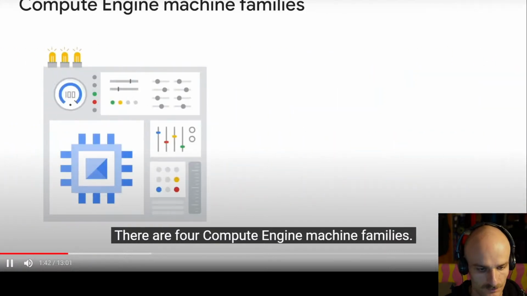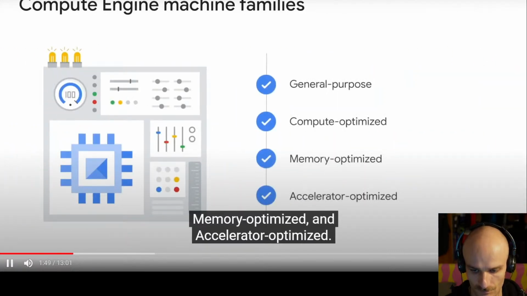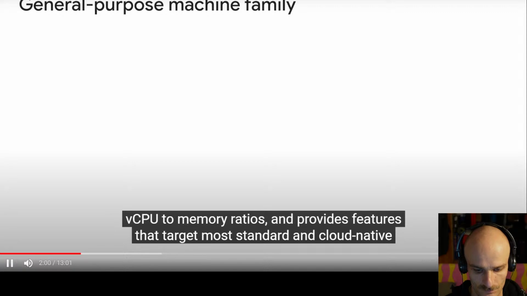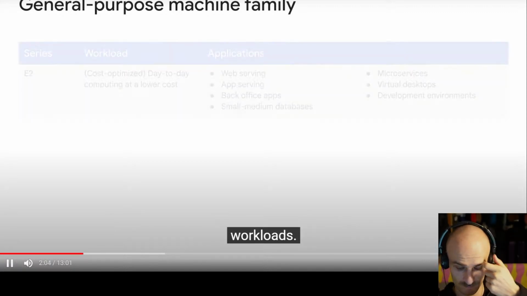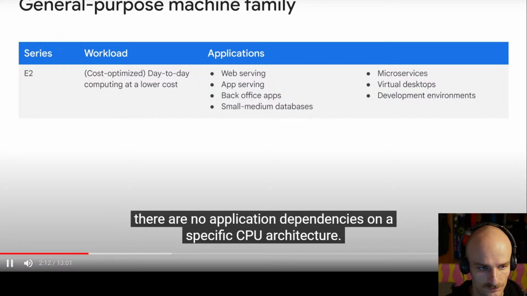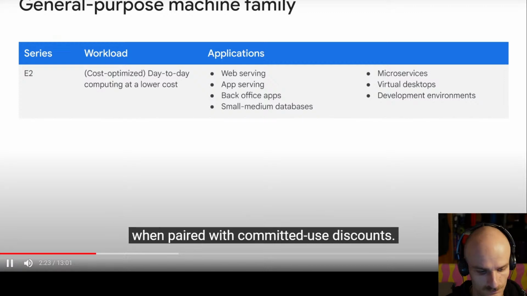There are 4 Compute Engine machine families: general purpose, compute optimized, memory optimized, and accelerator optimized. Let's look at each in more detail. The general purpose machine family has the best price performance with the most flexible virtual CPU to memory ratios, and provides features that target most standard and cloud native workloads. The E2 machine series is suited for day-to-day computing at a lower cost, especially when there is no application dependencies on specific CPU architecture. E2 VMs provide a variety of compute resources for the lowest price on Compute Engine, especially when paired with committed use discounts.